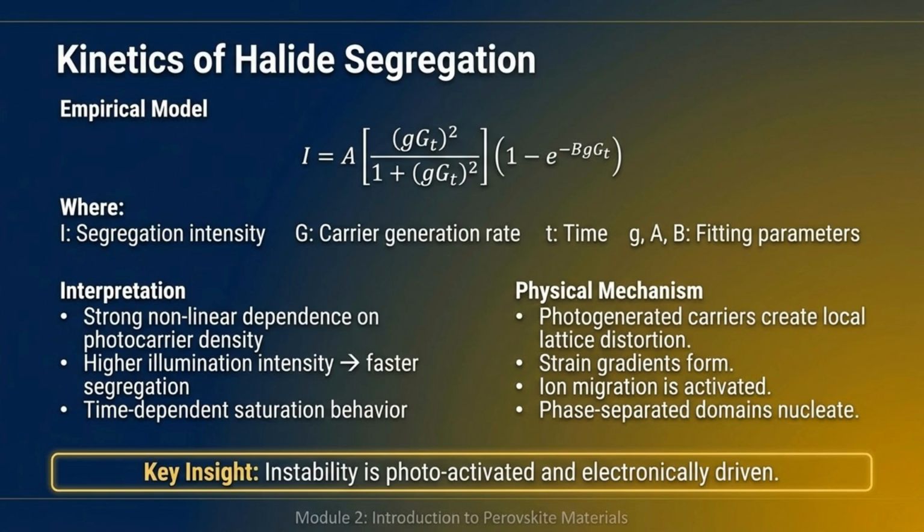Physically, this tells us that higher illumination intensity accelerates ionic redistribution. In other words, the material's stability is linked directly to carrier density. This is highly unusual compared to conventional semiconductors like silicon. In halide perovskites, electronic excitation and ionic motion are coupled phenomena. This coupling is central to understanding long-term operational degradation.